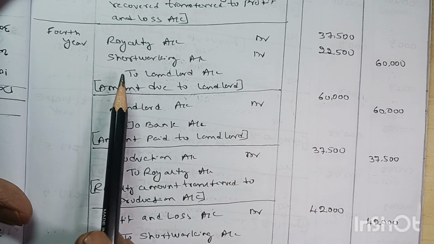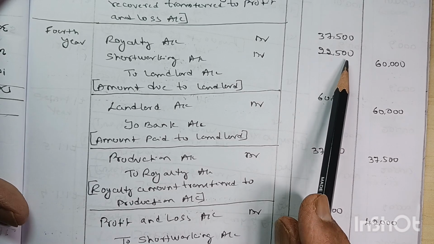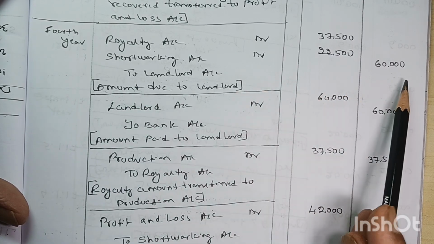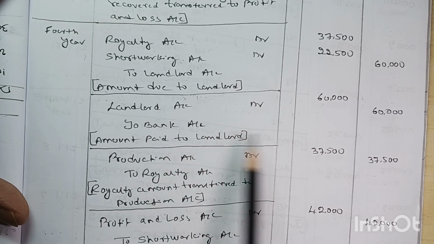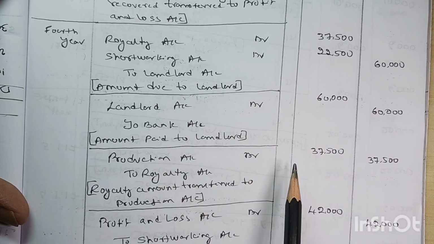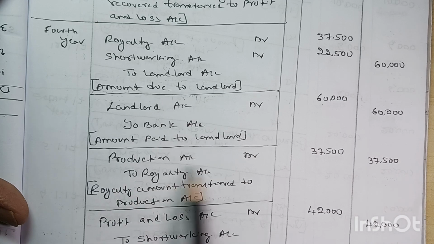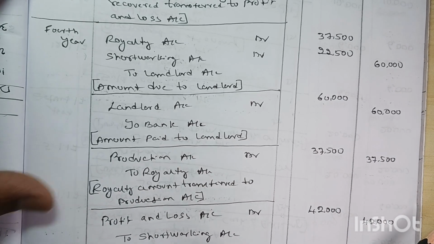Now fourth year, as usual, royalty account debtor 37,500, short working account debtor 22,500 to landlord account 60,000. And amount paid to landlord, landlord account debtor to bank account 60,000, 60,000. Then royalty account is open, it will be closed, that is production account debtor to royalty account 37,500, 37,500.